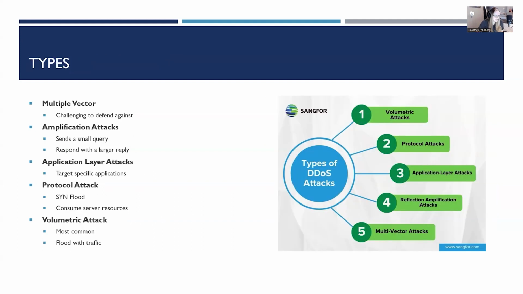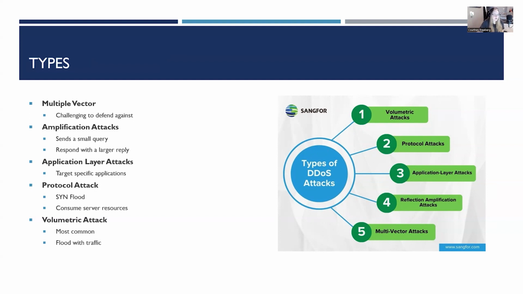So there are multiple types. There is one known as the multiple vector, which is challenging to defend against because it will take more than one of the types of DDoS attack and do it all at once. There's an amplification attack, and it's where the attacker is sending out a small packet and then it's responding with a larger reply, and doing that over and over again will eventually overwhelm the system.